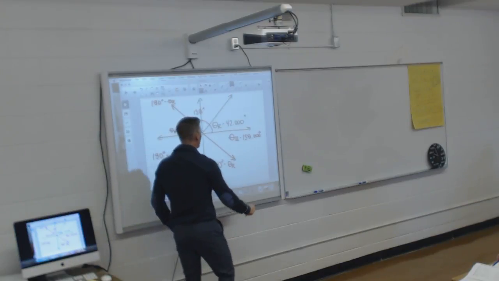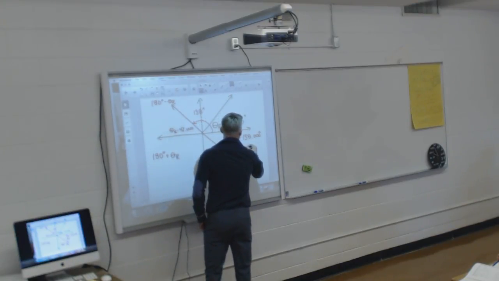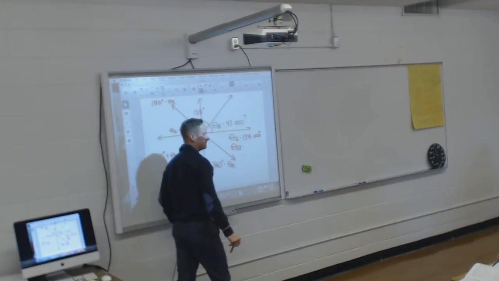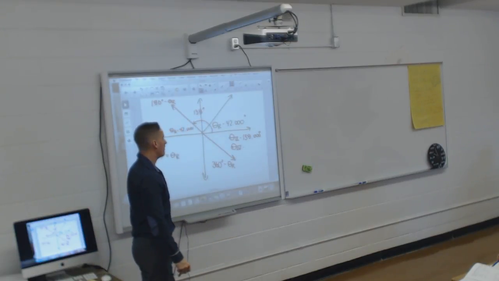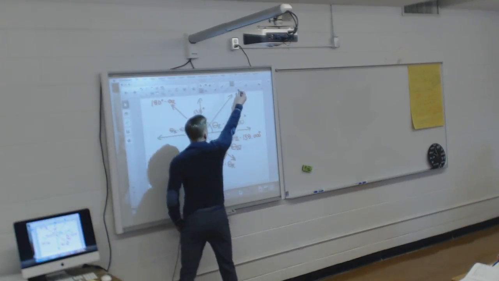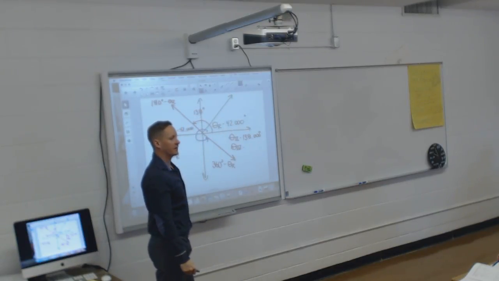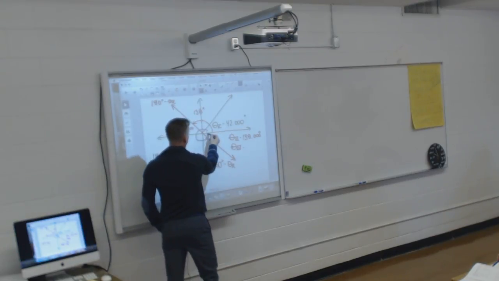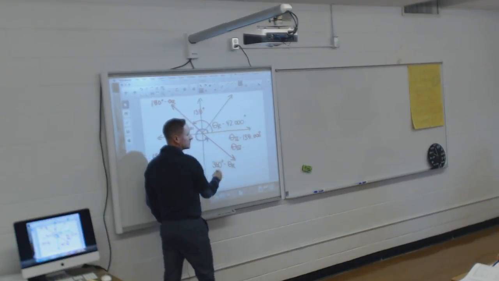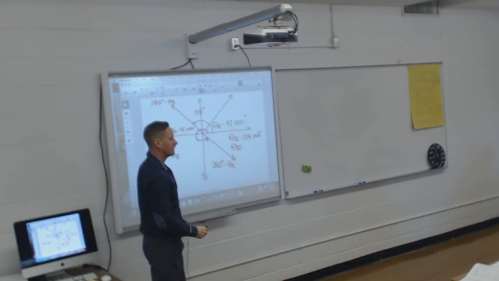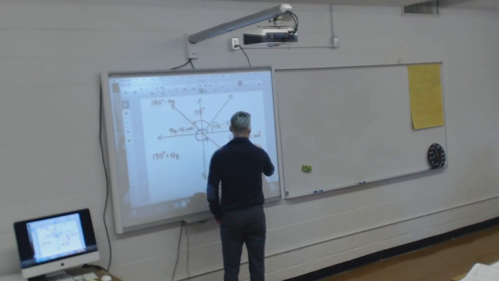Okay? Now I want to find quadrant 4. What is the angle in quadrant 4 that's going to give me that ratio? I want to know that angle right there. Remember, my reference angle is 42 degrees. 318. 318 degrees.